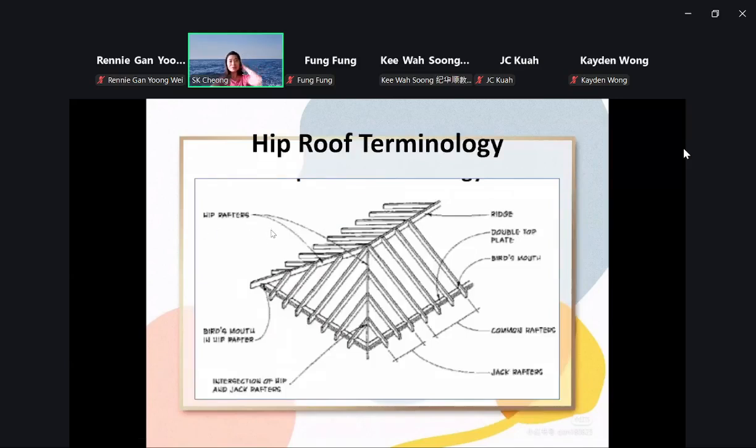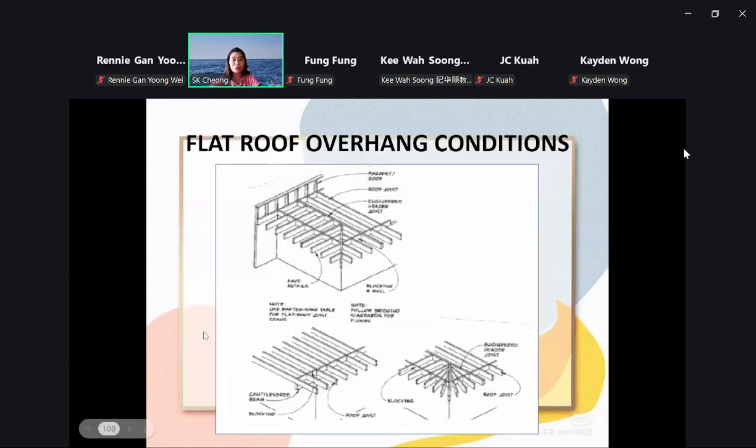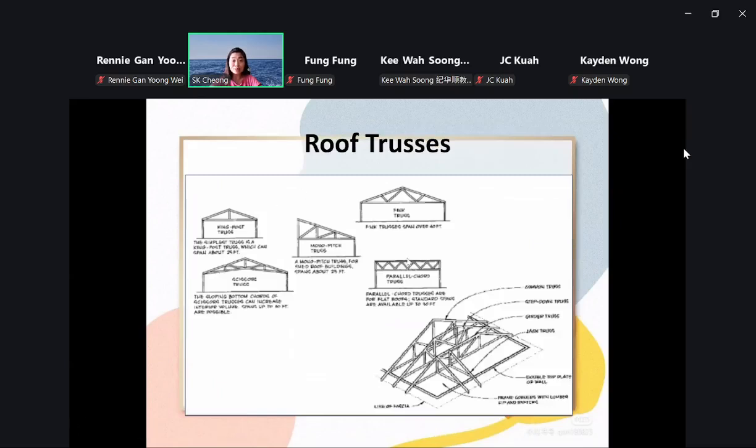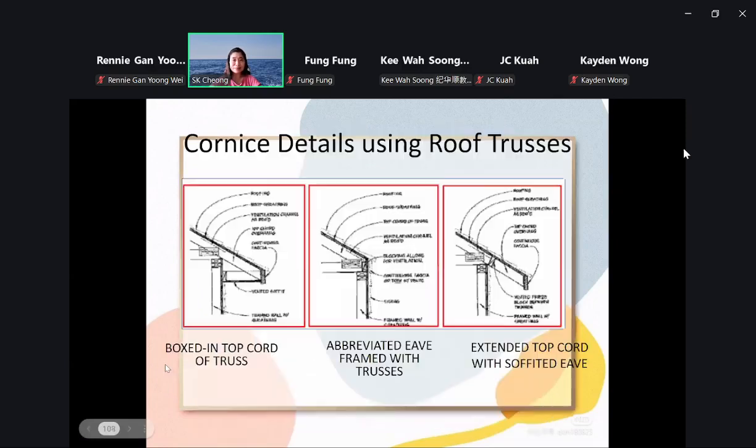Terminology, hip rafters. Again, all this terminology is for your knowledge purposes. When you mention roof, of course, rafters and the roof trusses will be the basic terminology. I think this is almost the end of my slides. Flat roof trusses, valley, the cornice that I just mentioned.